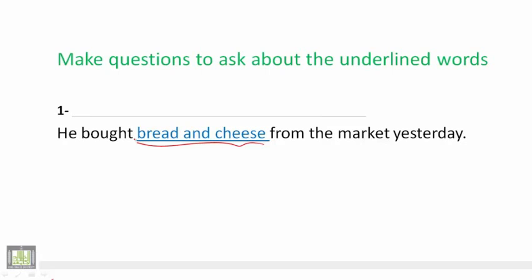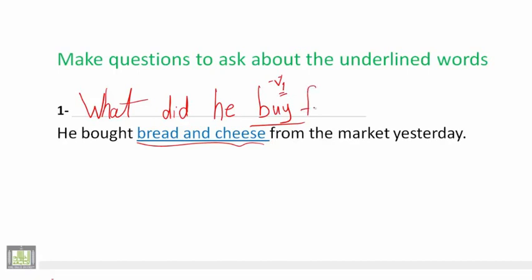And we said in the first slide that we use what to ask about things. So what, and then we use the auxiliary. What did he, this is the subject, buy? Notice with me, verb 1. What did he buy from the market yesterday? And do not forget the question mark.